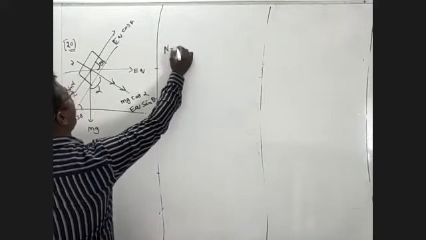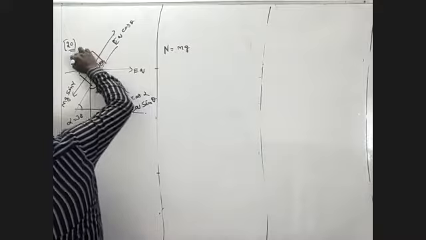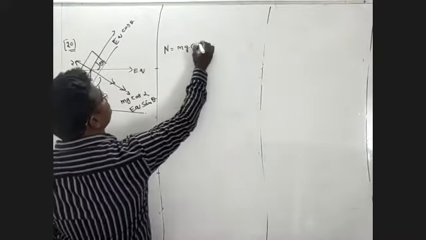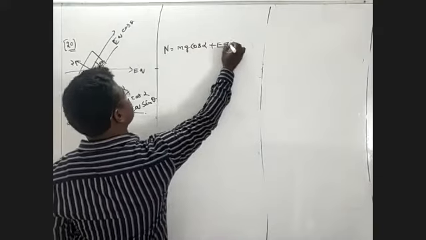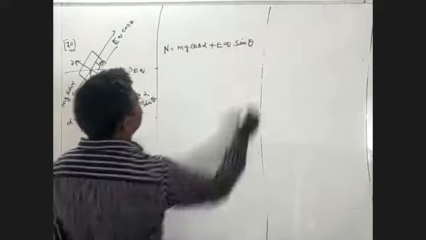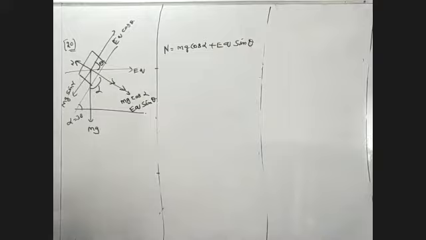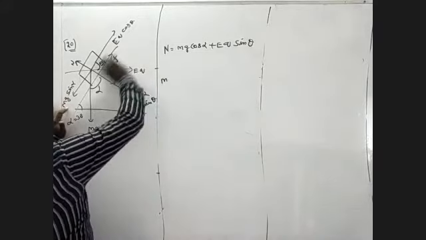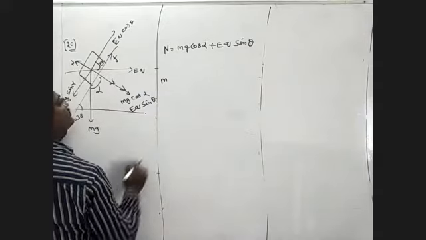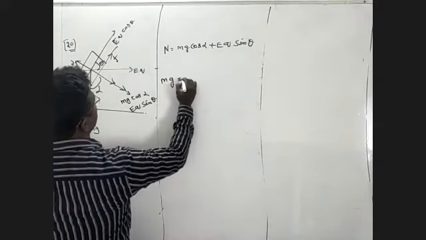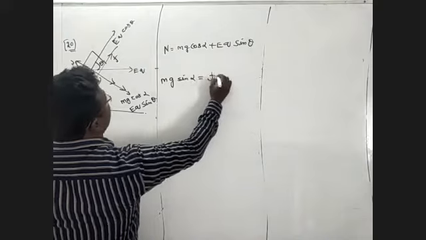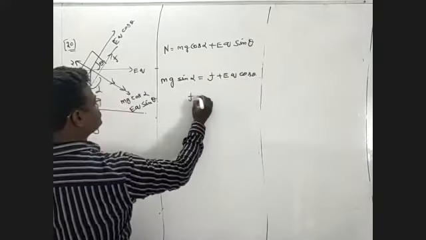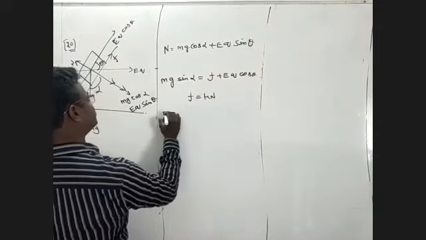The block is at rest, so the normal reaction N is equal to mg cos alpha plus EQ sin theta. This is the equation. Next, the friction force acts upward: mg sin alpha is equal to F plus EQ cos theta. So F is equal to mu N.